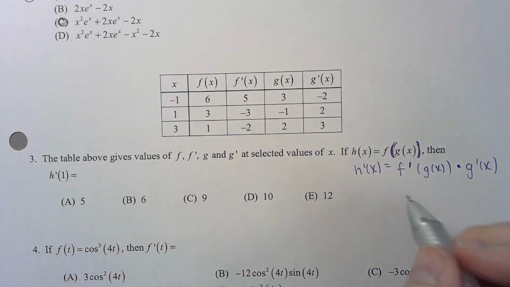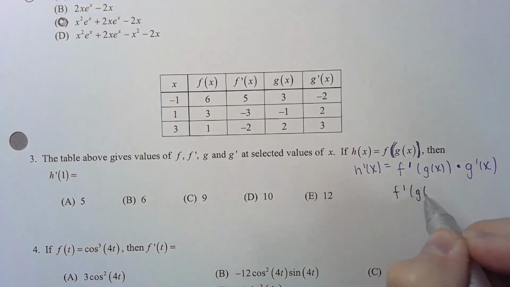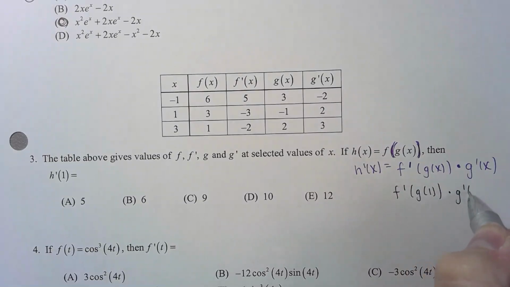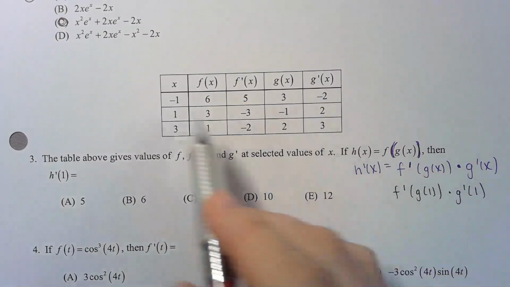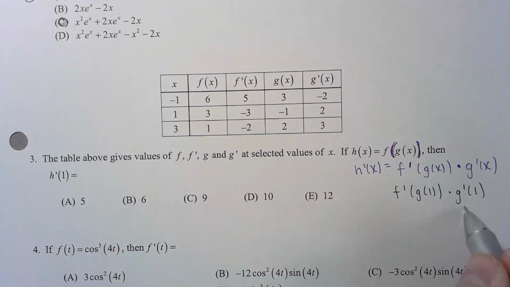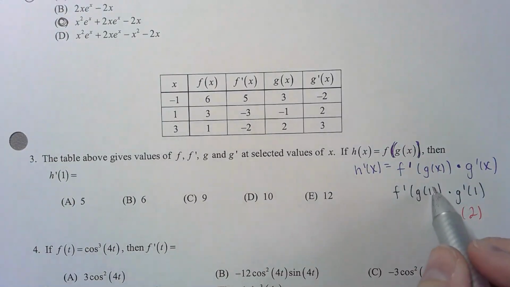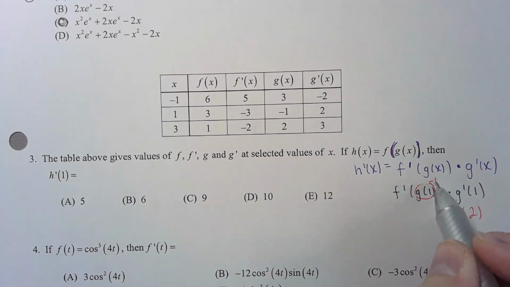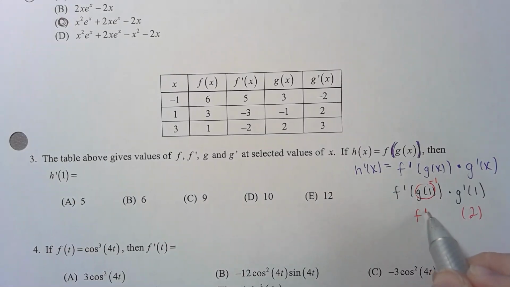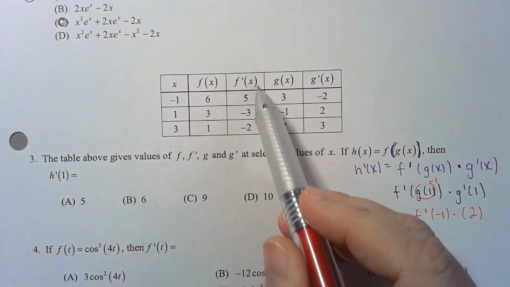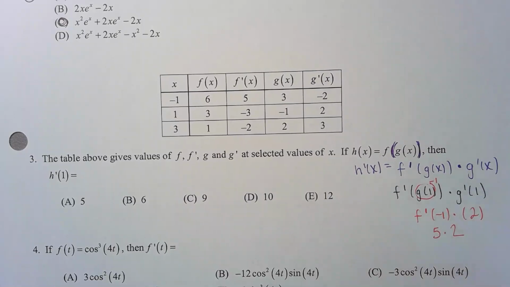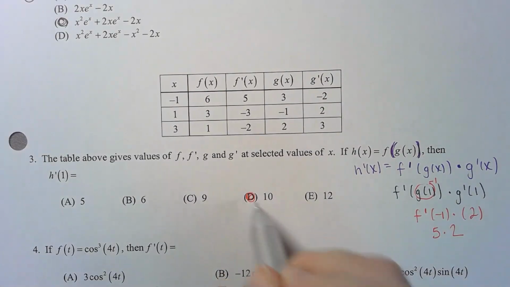So there's my first derivative. They want us to plug in a 1. So I have f prime of g of 1 times g prime of 1. And we can start working backwards. It doesn't really matter. I need g prime of 1. g prime at 1 is 2. Now, this says g of 1. g of 1 is -1. So I'm going to replace that inside with a -1, meaning I want f prime of -1, which is 5. And 5 times 2 is 10.